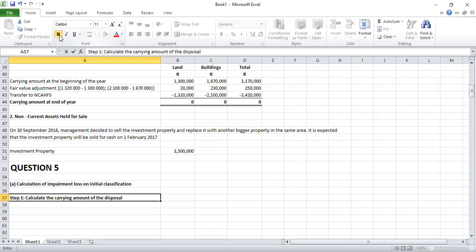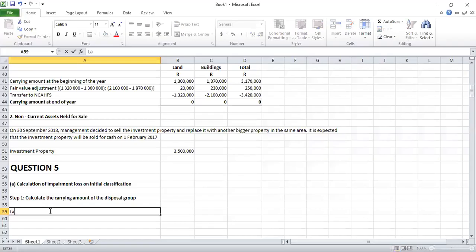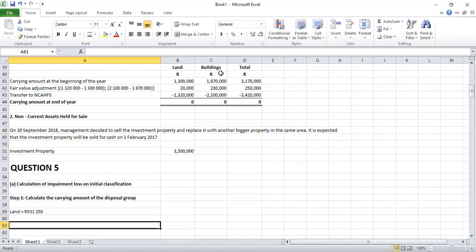So we have to go first of all with the assets one by one and calculate their carrying amounts, then minus the liabilities. The land had a value of 531,250. It is the accounting policy of the company to account for land and the administrative building in accordance with the cost model. So if they are using the cost model, that means the land will still be at 531,250. It will not change. Remember that land is not depreciated. So land would be 531,250.